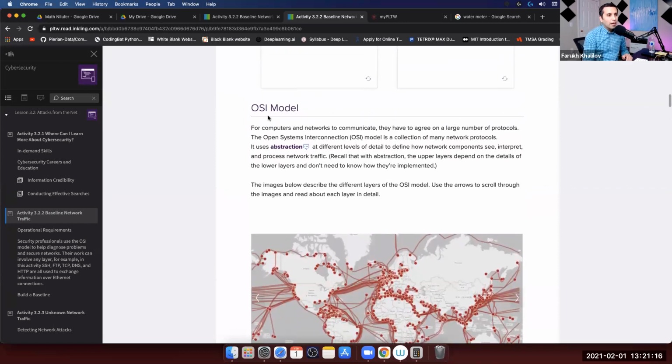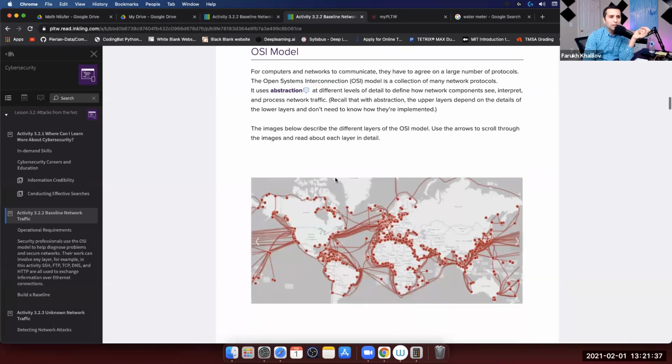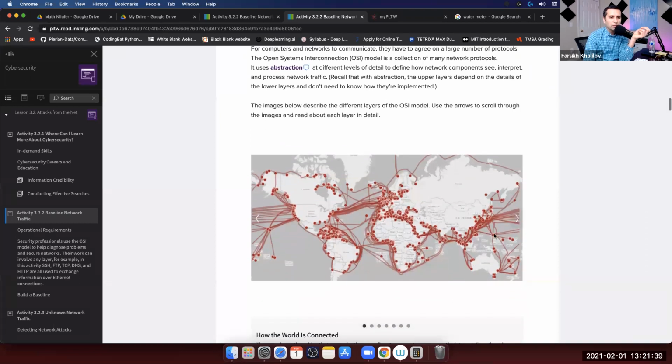And the OSI model. Yes, guys, if you are in networking or cybersecurity, it's kind of a must-have. The OSI model is just a model, developed for Open Systems Interconnection. Actually, it's not that complicated, and let's analyze what is going on.